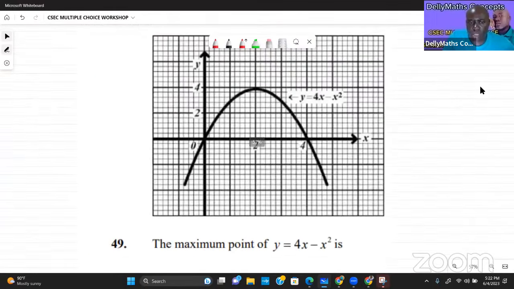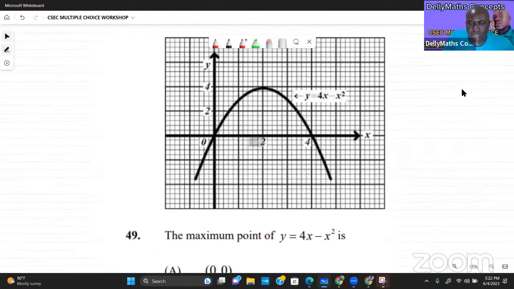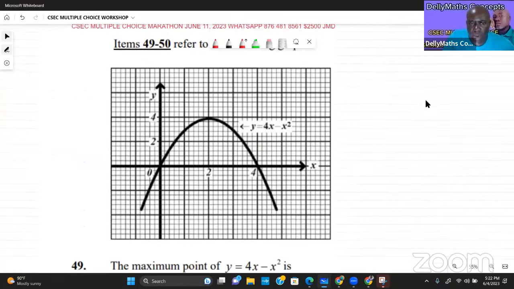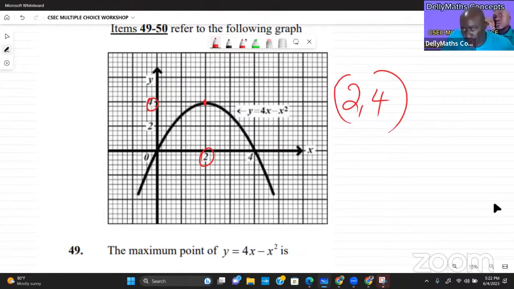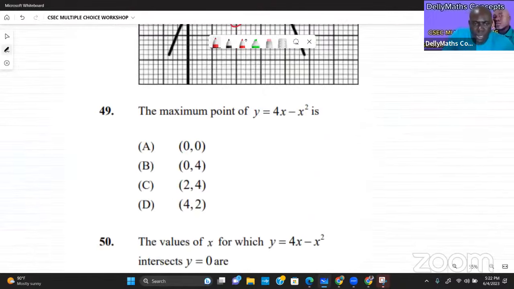All right, let's see what they want us to do with this question. They're asking for the maximum point. So they want to know what's the maximum point here. The maximum point would be right here, where it turned back, and we want to read off the coordinate. This is 2, 4. All right, so we're looking for 2, 4. I just want to see if you're reading your coordinates right. 2, 4 is there. C. All right, 2, 4 is C.